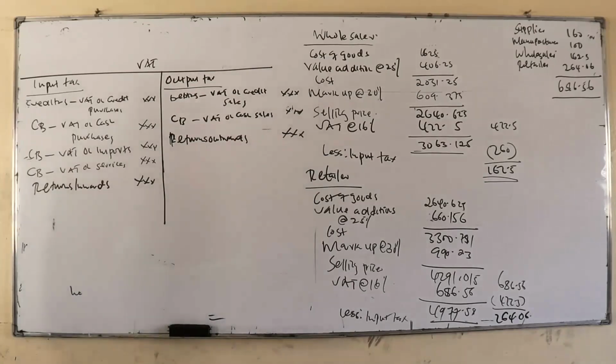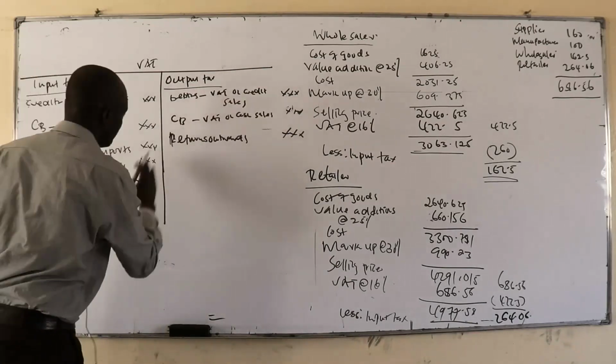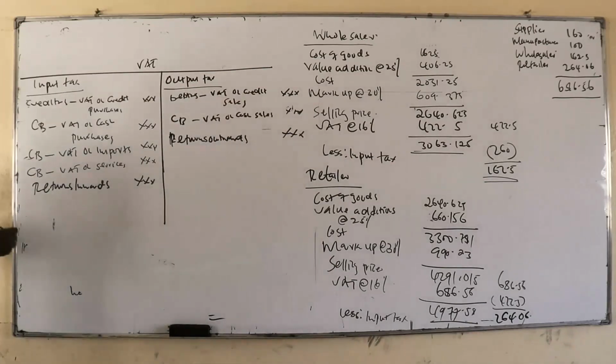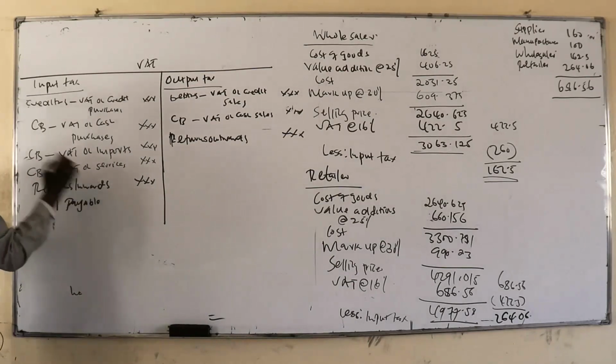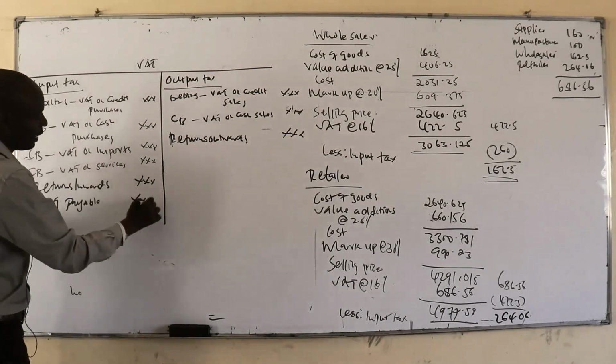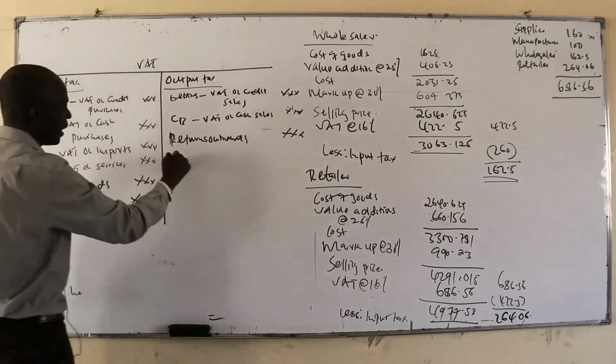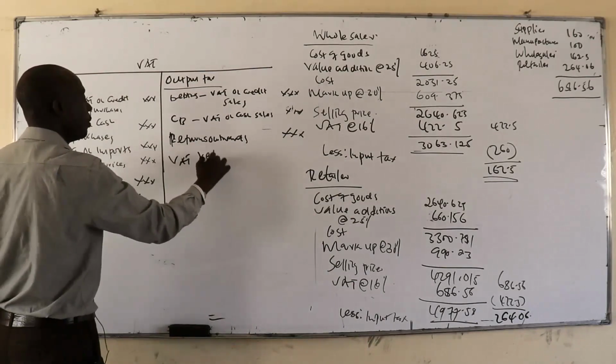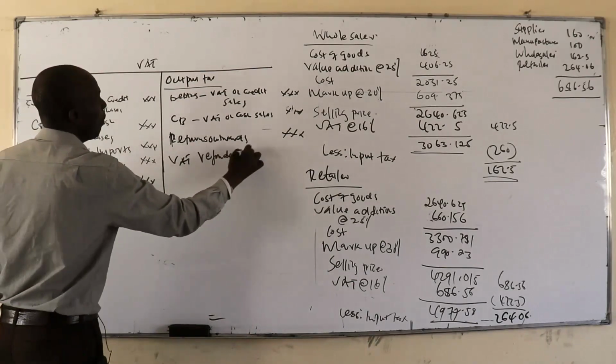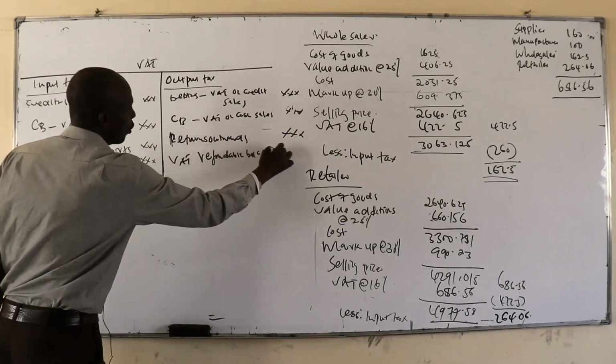Are we together? Now you compare this side and this. If this side is greater than this, that is called VAT payable. That is the balancing figure, VAT payable. If this side will be the greater, this is VAT refundable. Balance carried down or carried forward.